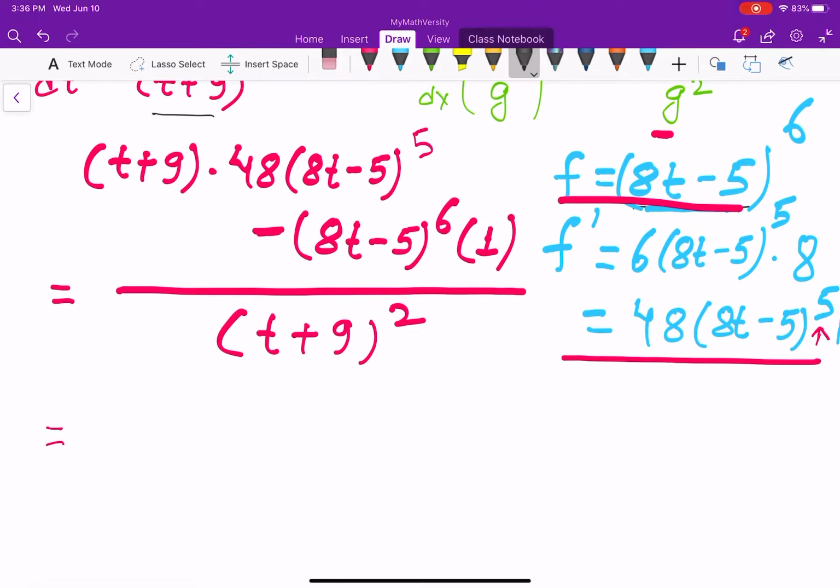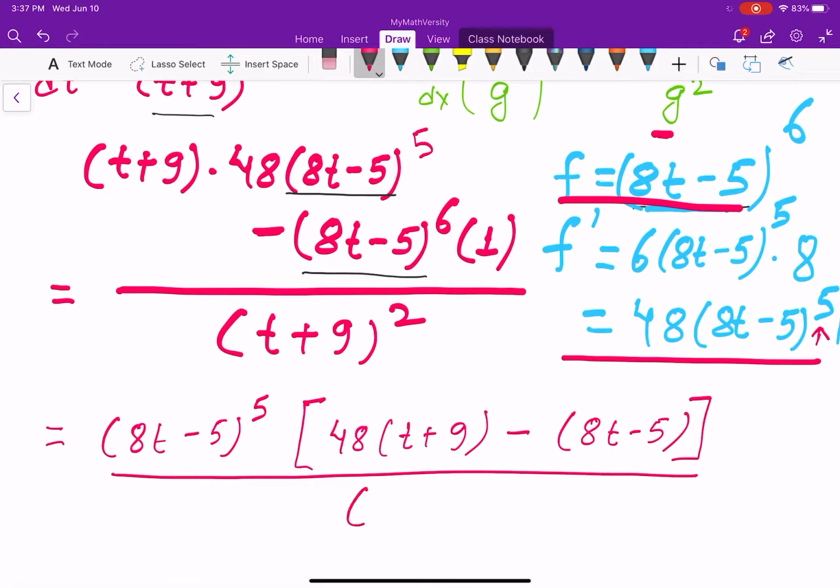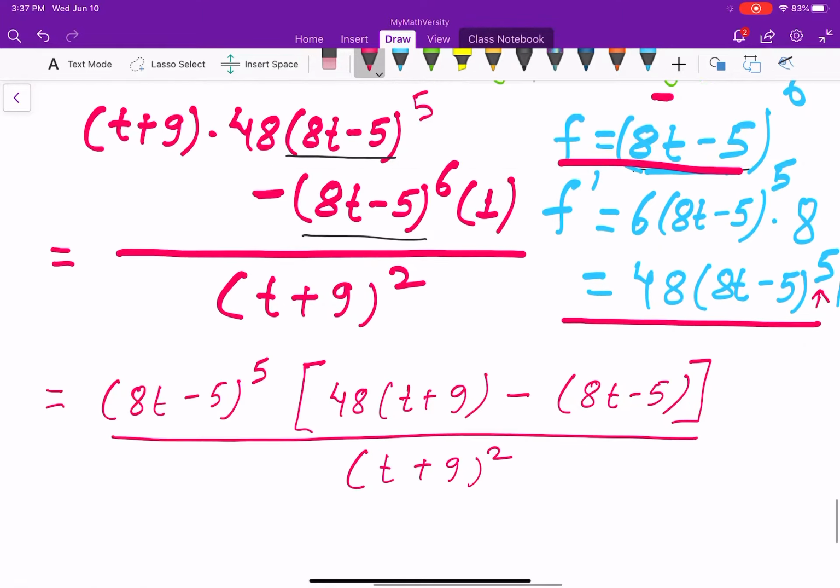All right, so we have (8t minus 5) to the power 5 here, and (8t minus 5) to the power 6. It is a factor on these two terms. So if that is the case, we can take (8t minus 5) to the power 5 as a common factor. When we do that, we will have 48 times (t plus 9) as a remainder on the first term, and on the second term I will have just 8t minus 5, since I would have already taken (8t minus 5) to the power 5 out, divided by the square of (t plus 9). So let's copy, write down like that.